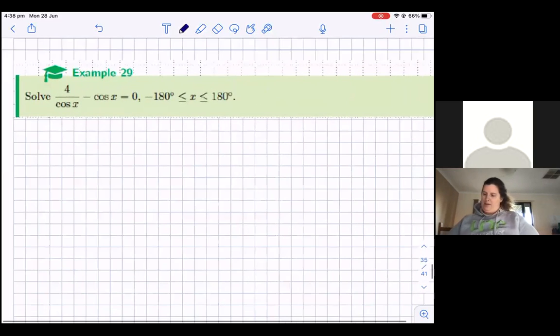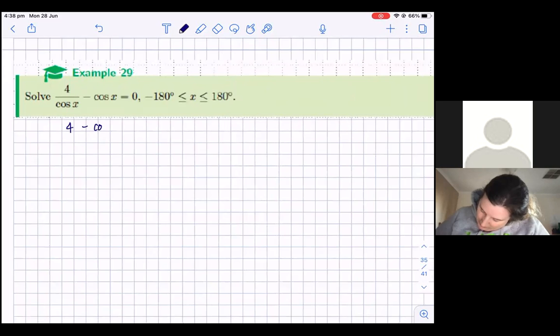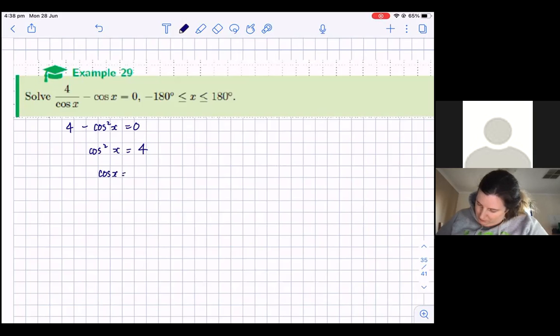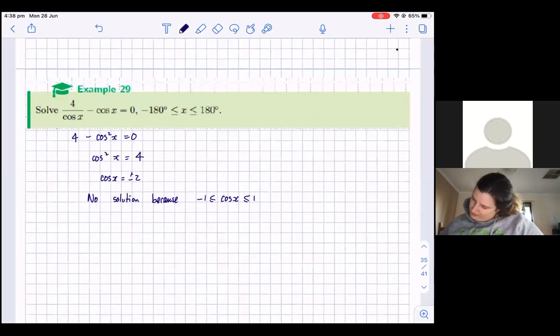We're really close to being done. What I'm going to do here is if I multiply everything by cos, I get rid of that fraction. So I get 4 take cos squared x equals 0, which means cos squared x equals 4, which means cos x equals plus minus 2. There's no values that will give us that. No solution, because we know cos is between -1 and 1. That was easy.